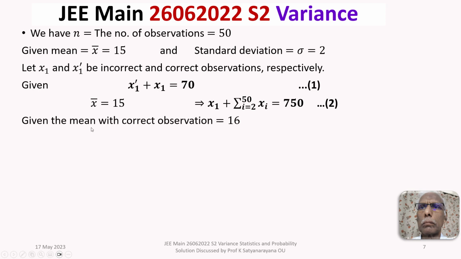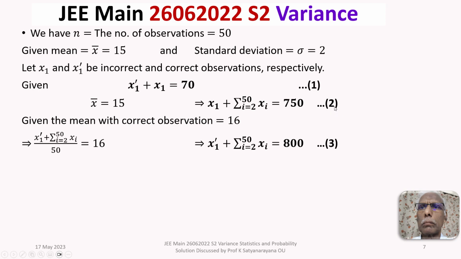Given the mean with the correct observation is 16, x1 prime, the correct one, plus sigma i equals 2 to 50 xi, that is the remaining sum, by 50 is equal to 16. That is the sum of the observations by the number of observations, where the correct observation is taken. Cross multiplying, we get x1 prime, the correct observation, plus the sum of the remaining observations, sigma i equals 2 to 50 xi, is equal to 800. Let's call this equation 3.